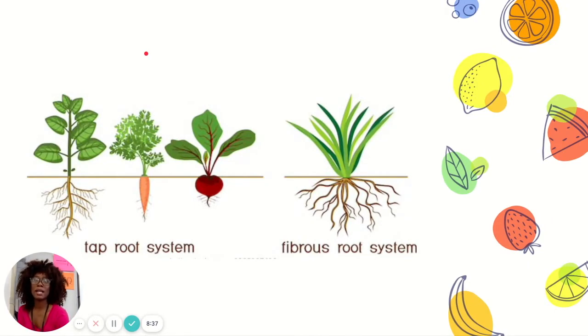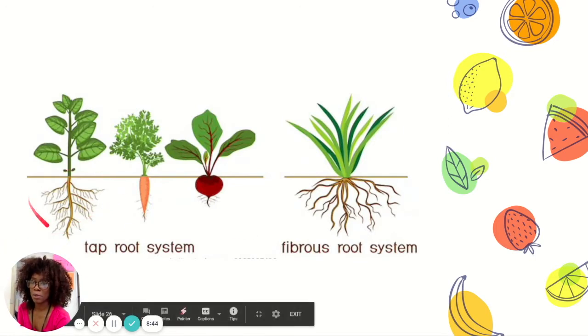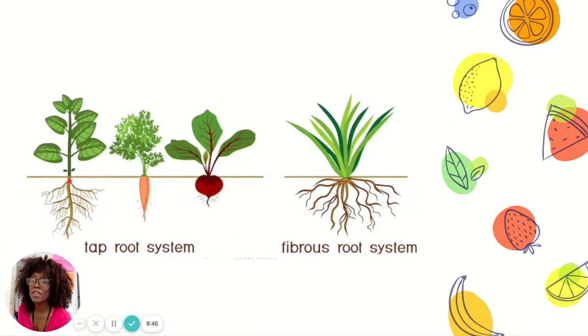Here's exactly what they look like. So again, taproot system versus fibrous root. One thing I want to point out is this one can look fibrous, right? It looks a bit fibrous, but the way that you know this is a taproot is because there's that one long one, okay? That one long root is essentially the taproot, while these other ones are more so the root hairs, okay? Versus this one right here, it doesn't have a main long one, right? They're all just kind of the same thin shape and they're spreading out.